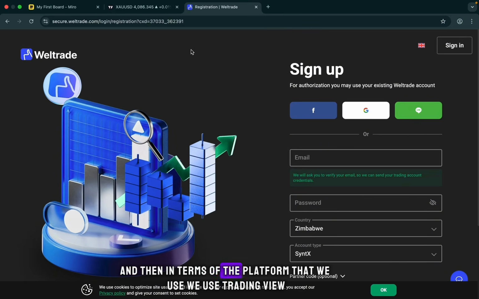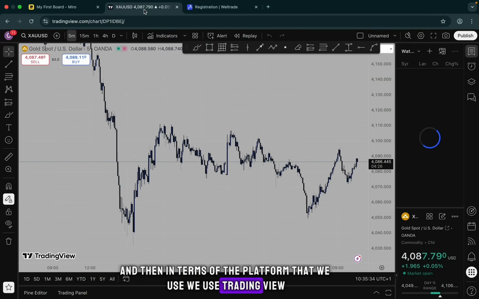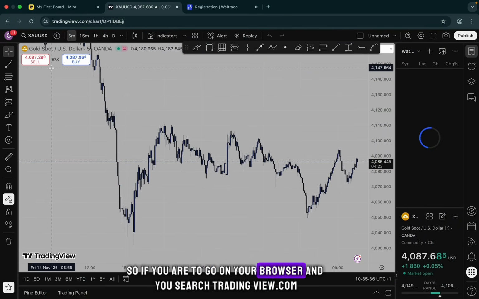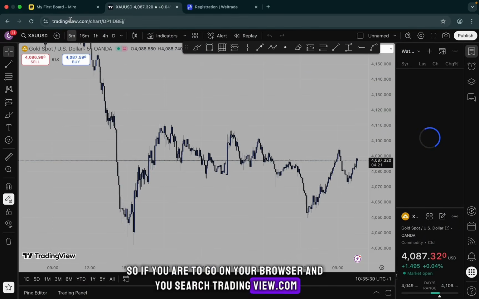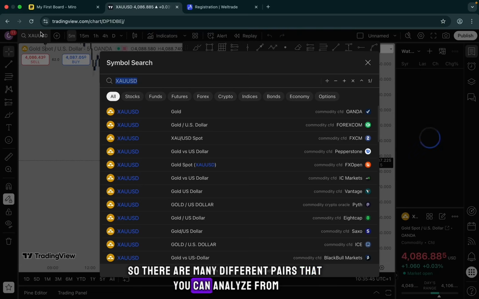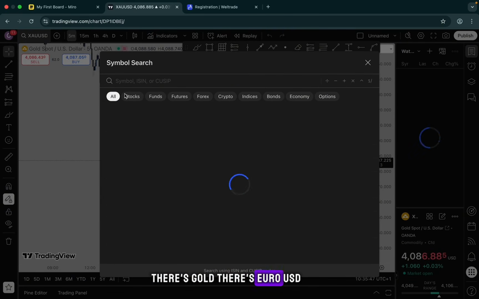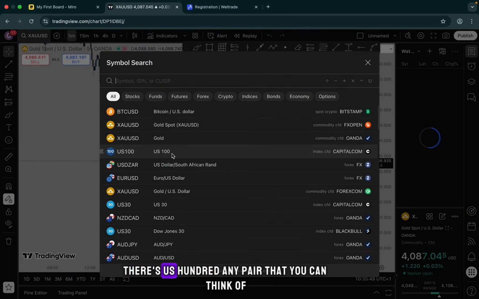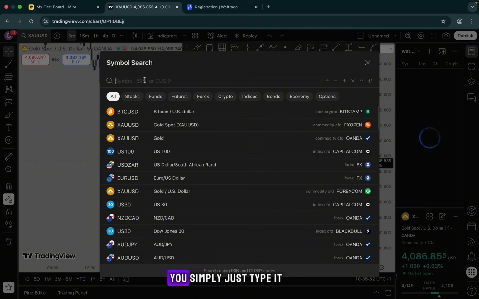In terms of the platform that we use, it's TradingView. If you go on your browser and search tradingview.com, it will bring you to TradingView, and you can start analyzing your charts. There are many different pairs that you can analyze. There's gold, there's Euro USD, there's US 100, any pair that you can think of. You simply just type it.